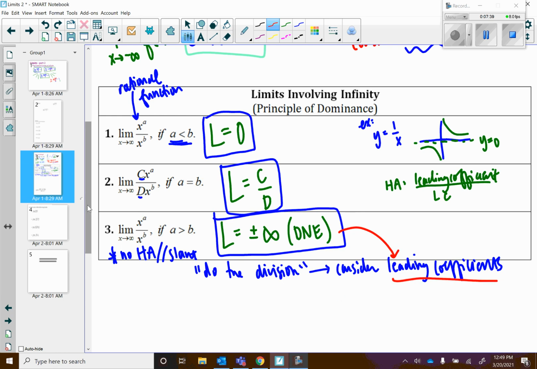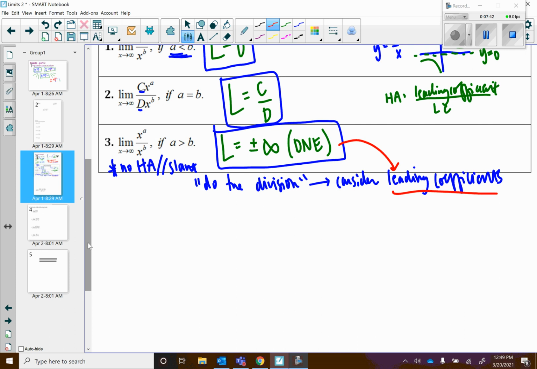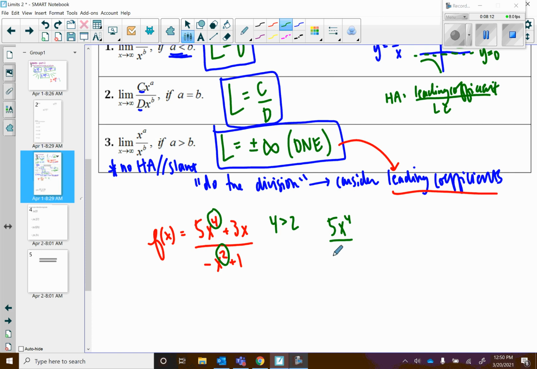So let me give you a brief example in this video, and then we'll look at a couple more examples together. If I had f of x is equal to, let's say, 5x to the fourth plus 3x all over negative x squared plus 1. Well, I look at this and I see that my numerator has a greater degree than my denominator, right? 4 is greater than 2. So I'm going to do the division, and I really only need to focus on the leading coefficients. So I'm going to take 5x to the fourth over negative x squared, and I go ahead and do that division, and I would get negative 5x squared.